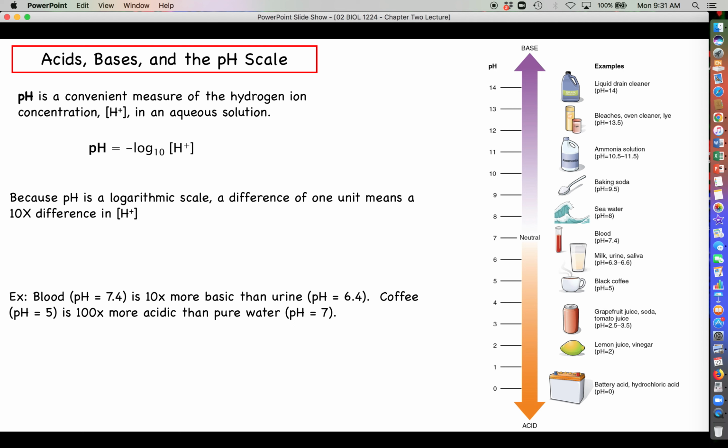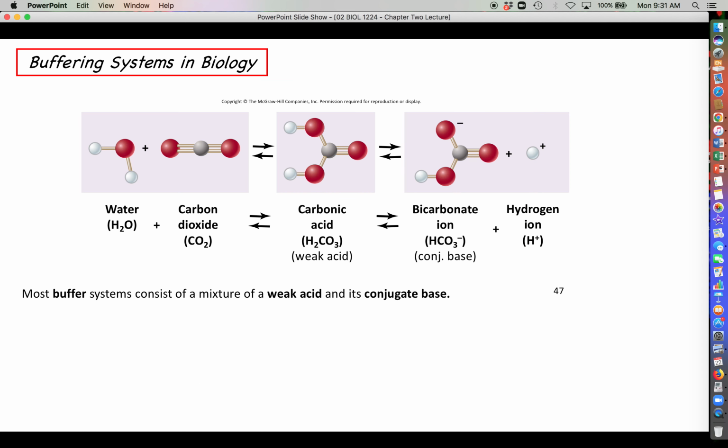So every time you have another pH unit difference, you have another 10-fold difference in hydrogen ion concentration. So if we do one more, black coffee, which has a pH of 5, if we compare that to seawater, which has a pH of 8, that is a 3-unit difference, and we would say coffee is 1,000 times more acidic than the seawater. So the thing you should keep in mind about this is that all fluids in biology, whether they're bodily fluids, cellular fluids, or what have you, all biological fluids are aqueous in nature. So they are all going to have an associated pH value that you need to be aware of.